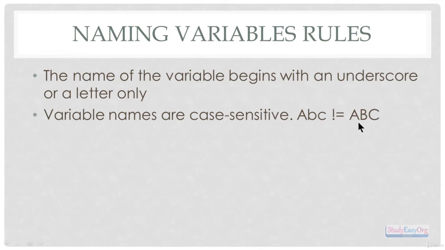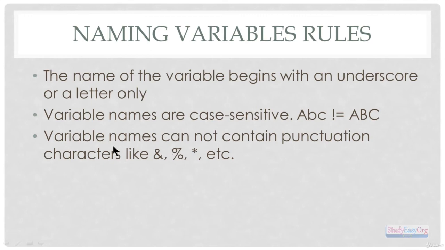So Abc is not equal to ABC. In here, take a note of the case. A is in uppercase but b and c are not. Likewise, in here, ABC are all in uppercase. So these are two different variables, and one is not equal to the other in this example. Then a variable name cannot contain any punctuation characters like ampersand, percentage, star, etc. So again, yet another important rule.